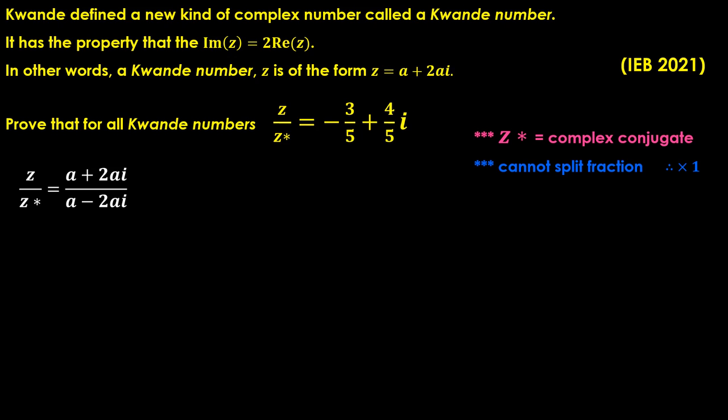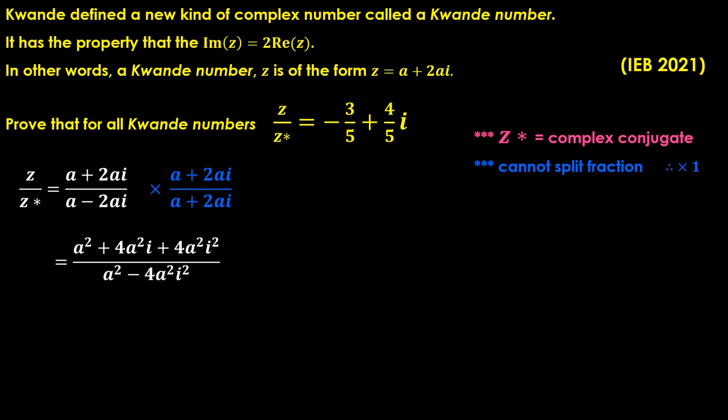So how can we get rid of the i's in the denominator? Well, we want to choose the correct version of 1 to multiply by. And to get rid of the i's in the denominator, I would want to create the difference of 2 squares. So I'm going to choose to multiply by a plus 2ai over a plus 2ai. If I multiply top with top and bottom with bottom, on the top we're going to end up with a squared plus 4a squared i plus 4a squared i squared. And on the bottom, we're going to end up with a squared minus 4a squared i squared.